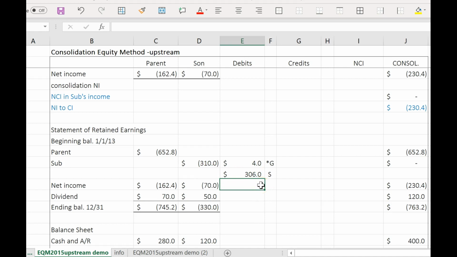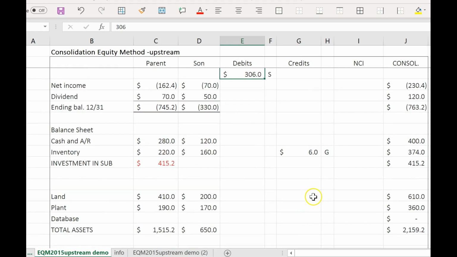Now you see why we need to do anything with the star first, because if that touches the retained earnings of the subsidiary, we want to do that before we do the S entry. Otherwise, when you do the S entry using 310 again, and then you do the 4, that messes things up. So I'm going to do a 306 here.